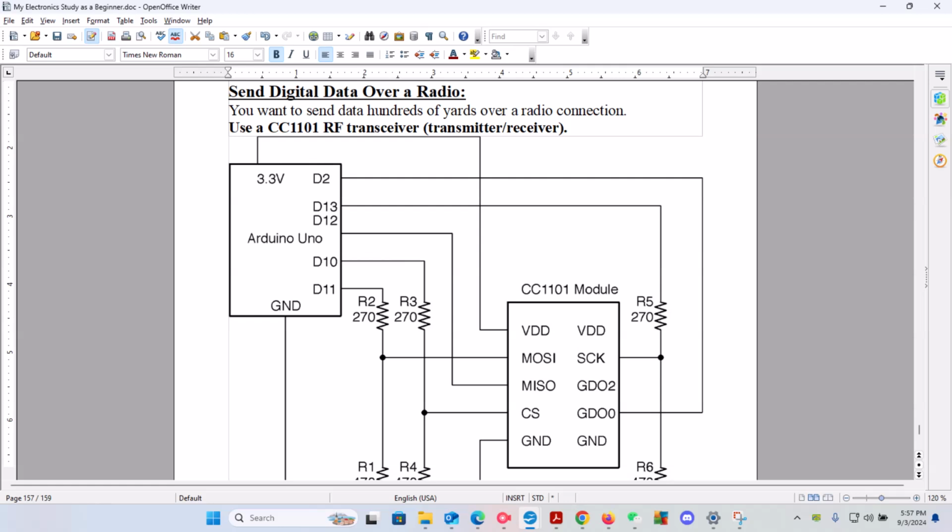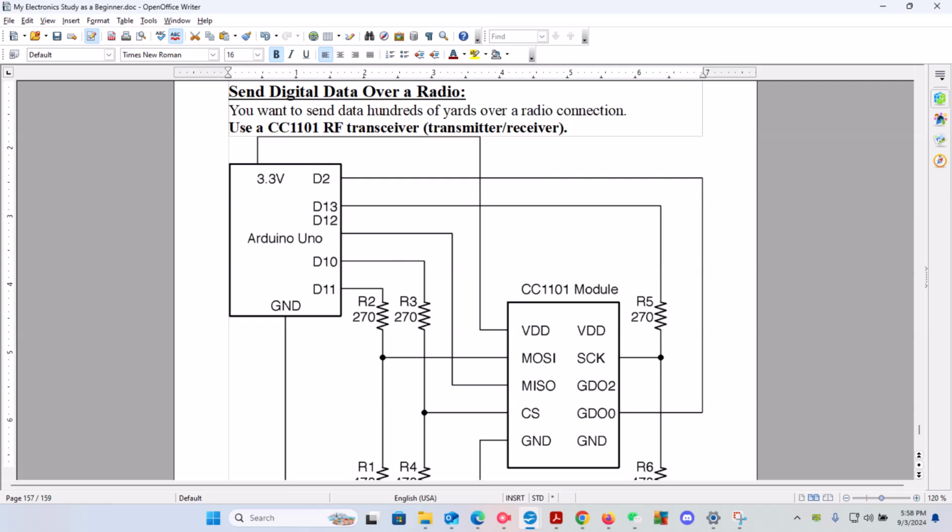We go to diode 13. We notice from here, we're going to go through resistance 5 and then go to SCK on the IC chip. And then we can go to diode 12. We're going to see that goes to MISO, which is a function on the IC. And we go to diode 10.